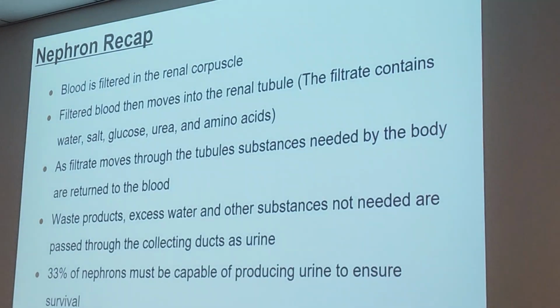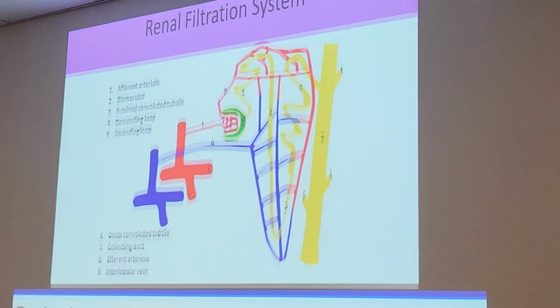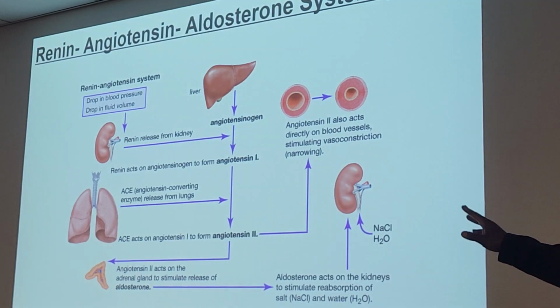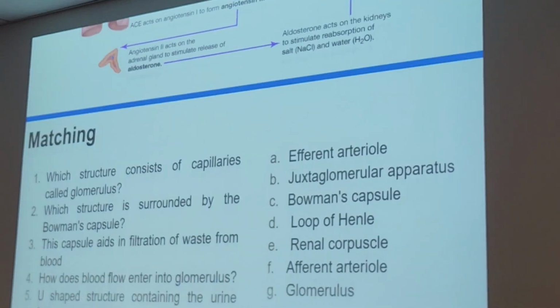They keep going. 33% of the nephrons must be capable of producing urine to ensure survival, like I was saying earlier. You need at least 33% to be working. Okay, do they need to know about the RAS system? No. Okay, cool. Not too deep.